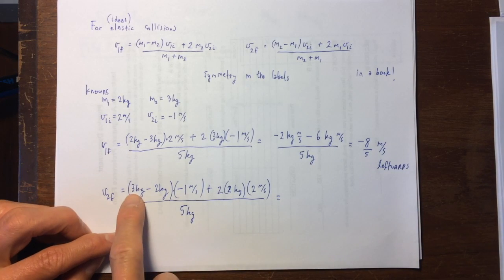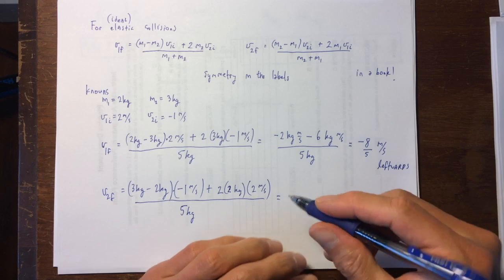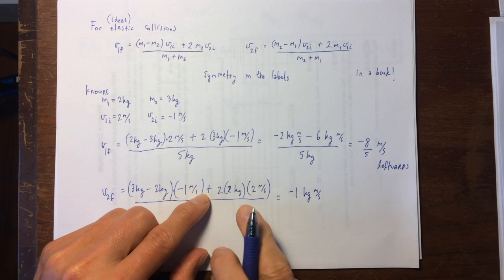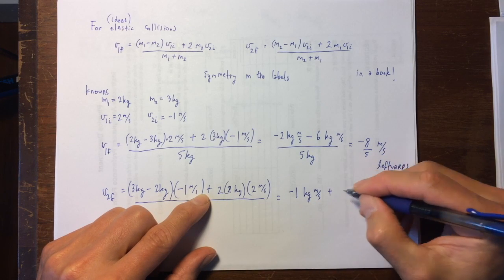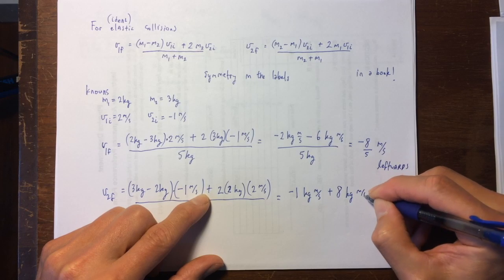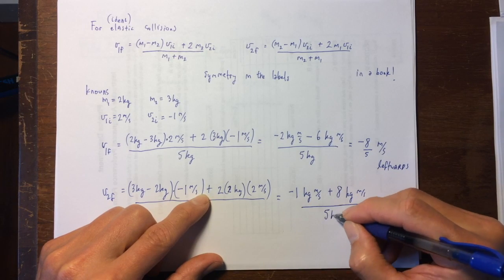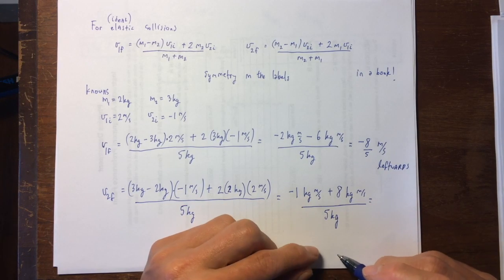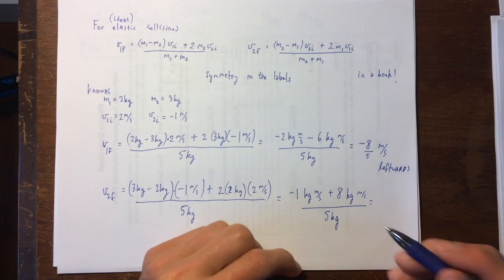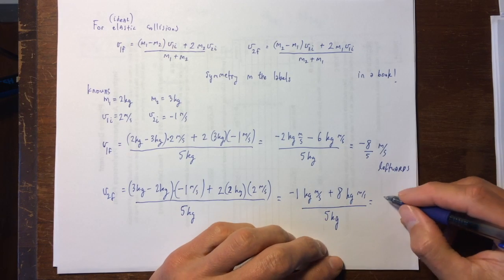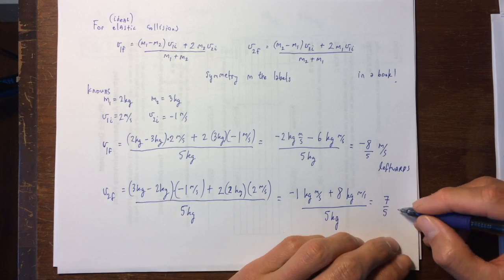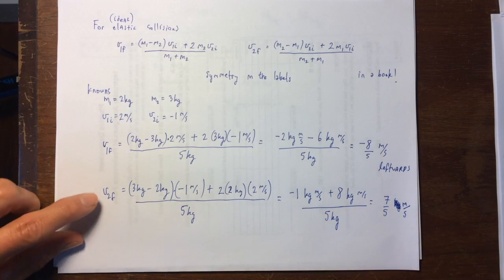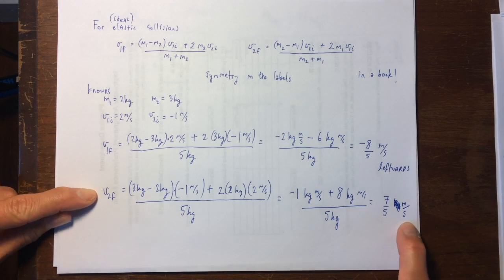So the top is plus 1 times minus 1 kilograms meters per second. And then a plus, and then 2 times 2 times 2 is 8 kilograms meters per second, and then I divide by 5 kilograms. You can see the same thing happens with the kilograms. They all mutually knock each other out and we're left with only meters per second. So 8 minus 1 is 7. 7 fifths meters per second. We're calculating a speed. We expect only speed units.